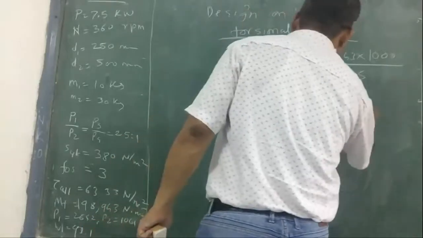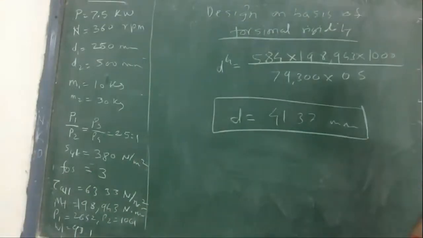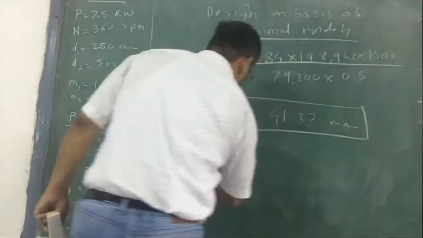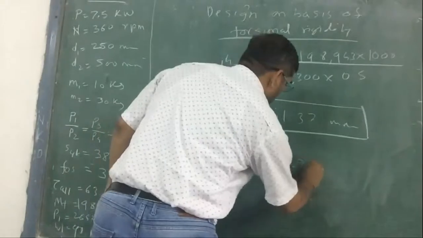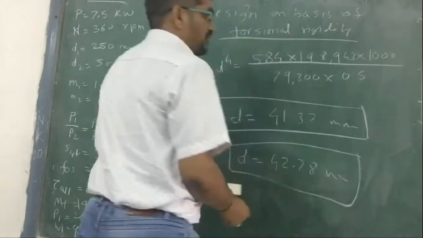So for torsional rigidity, the diameter we got is 43.77, and the diameter we got previously for the maximum shear stress is 42.7. So we'll take the maximum of these two. So the final diameter is 42.78. This is the diameter of the shaft which we will be using for the design, right?